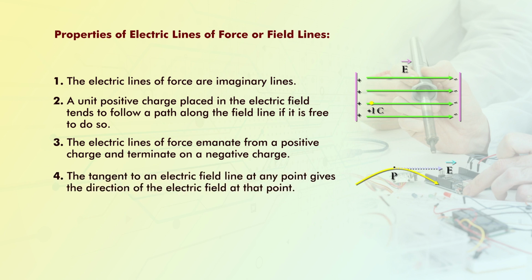The tangent to an electric field line at any point gives the direction of the electric field at that point. Suppose we want to determine the direction of the electric field, then we can take the tangent from there and the direction of the tangent will give the direction of the electric field.